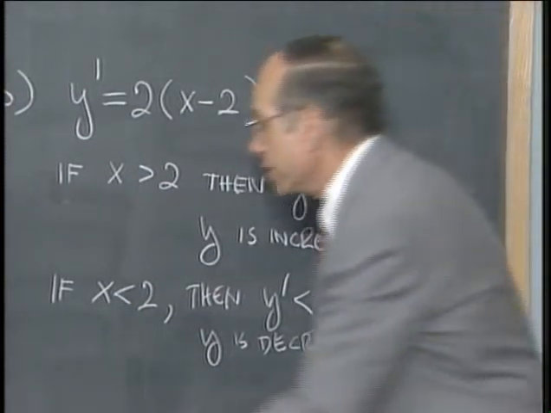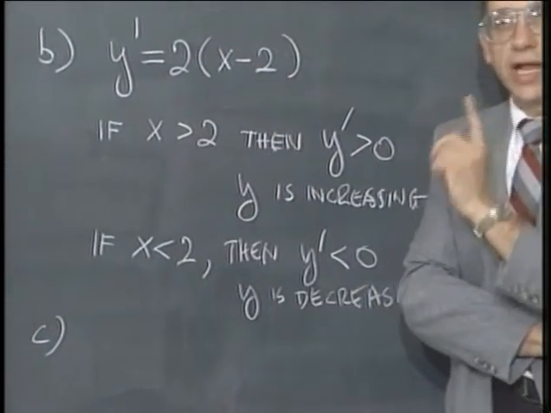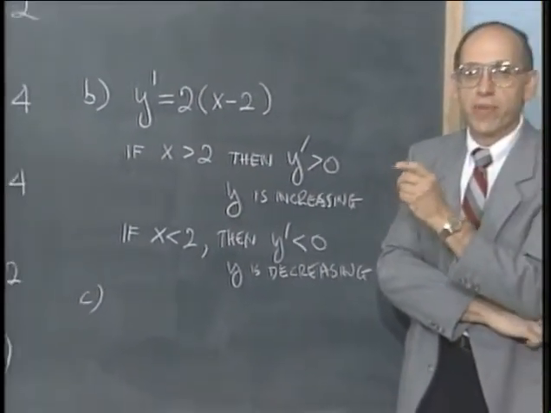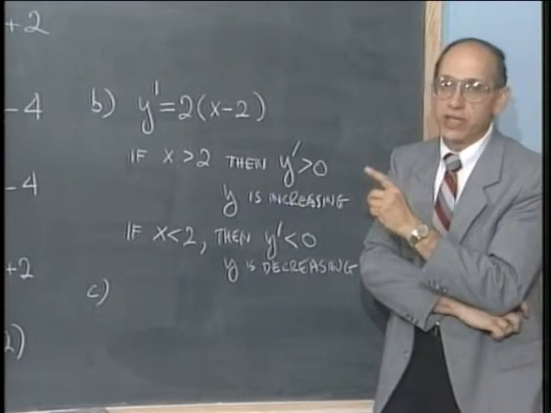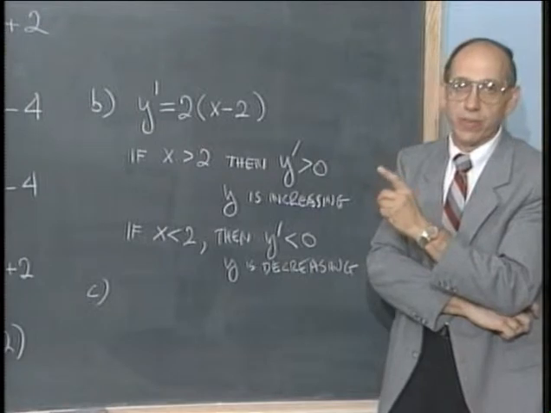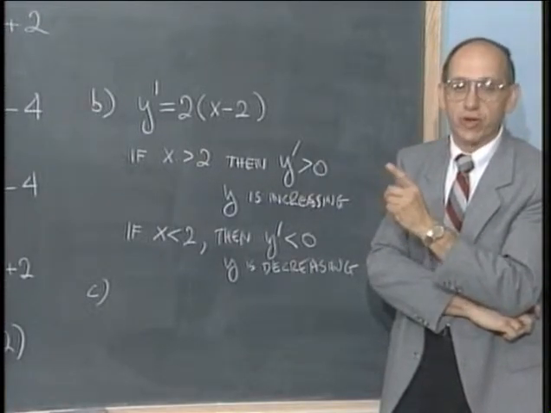In part C, we're asked to determine any relative maxima or relative minima for the curve. Now, for a polynomial, the only place you can find a relative maximum or minimum is a place where the derivative is equal to 0. That is a critical point.